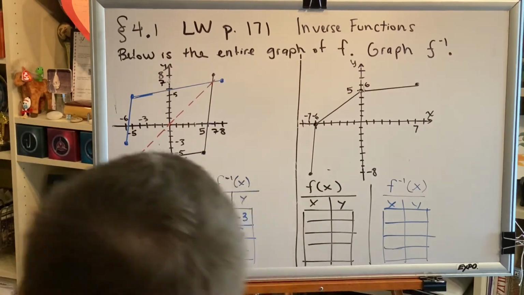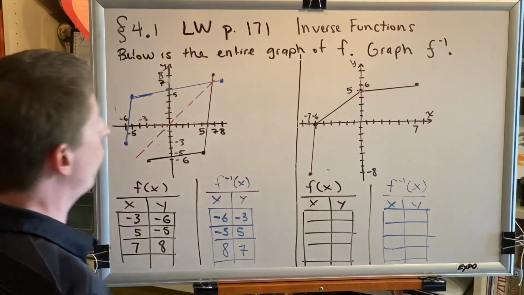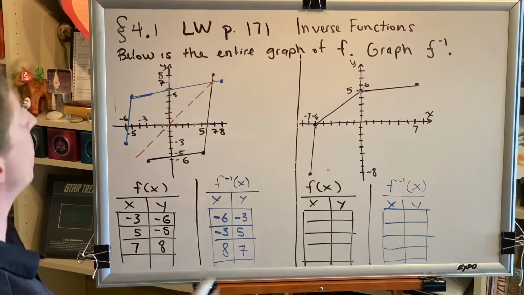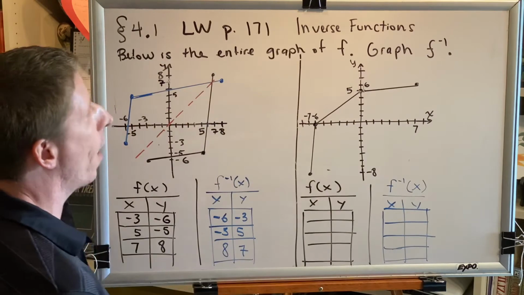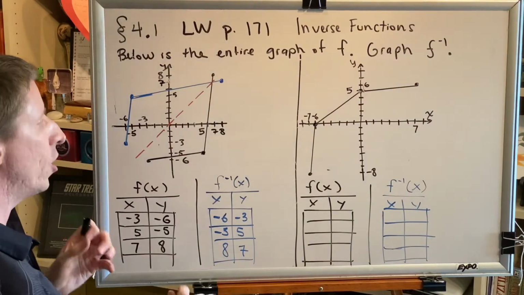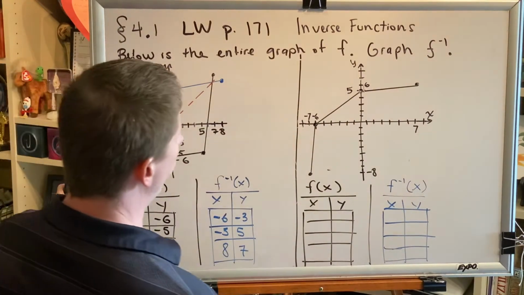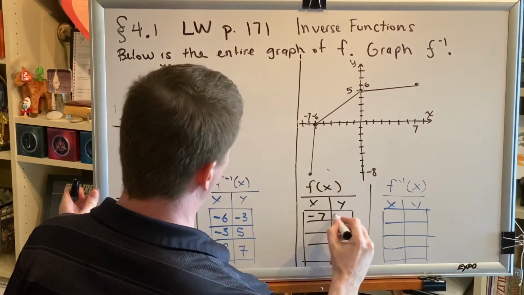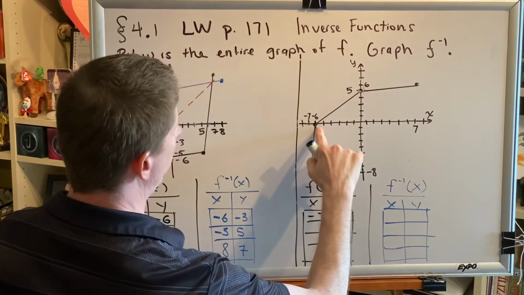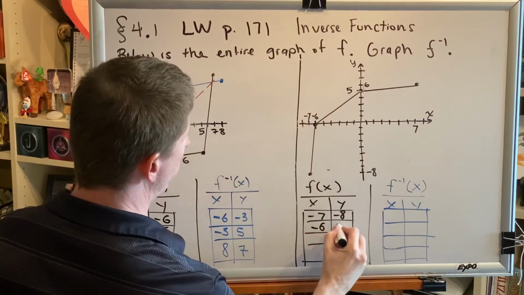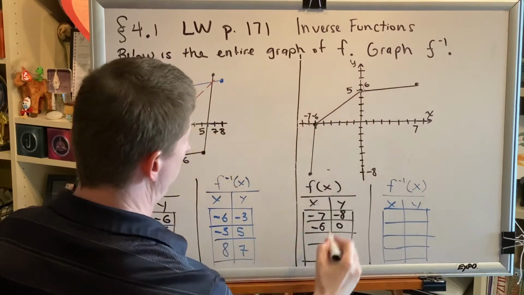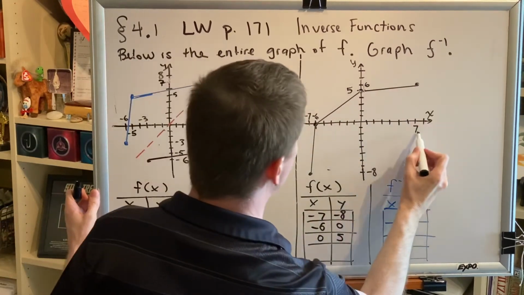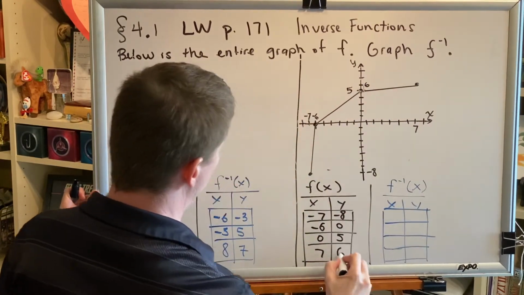All right, now all we have to do is repeat this process for a totally new graph. We'll do that and we'll go just a little faster this time. Okay, below is the entire graph of f, graph f inverse. First we need to grab the points from f. They are -7, -8. This point is -6, 0. This point is 0, 5. And this point is 7, 6.